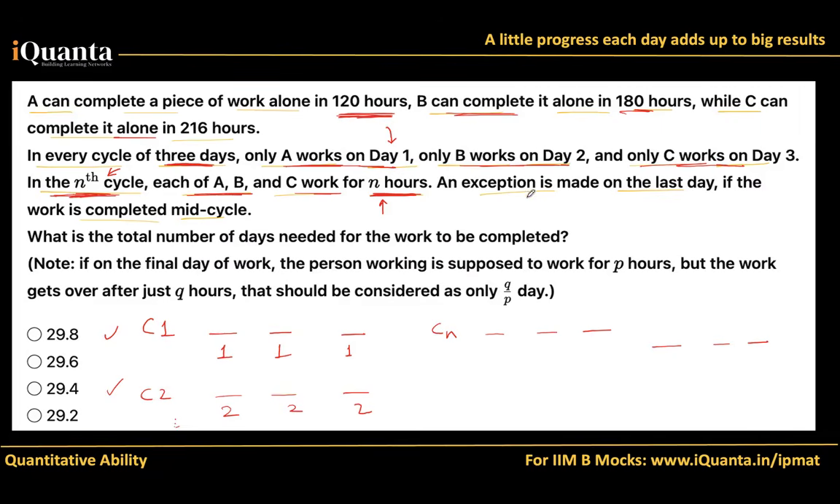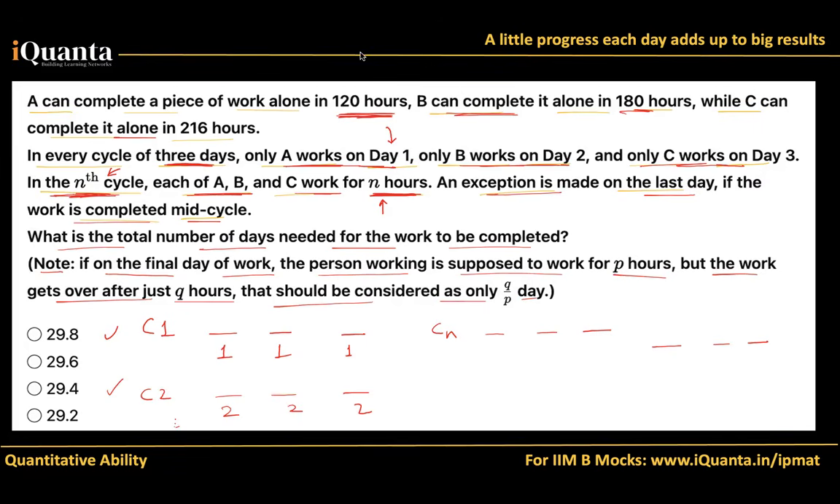Okay. An exception is made on the last day if the work is completed mid-cycle. Fine. What is the total number of days needed for the work to be completed? So we need to find the total number of days. Now, note, if on the final day of work, the person working is supposed to work for P hours, but the work gets over after just Q hours, that should be considered as only Q by P day. Okay, that makes sense, right?